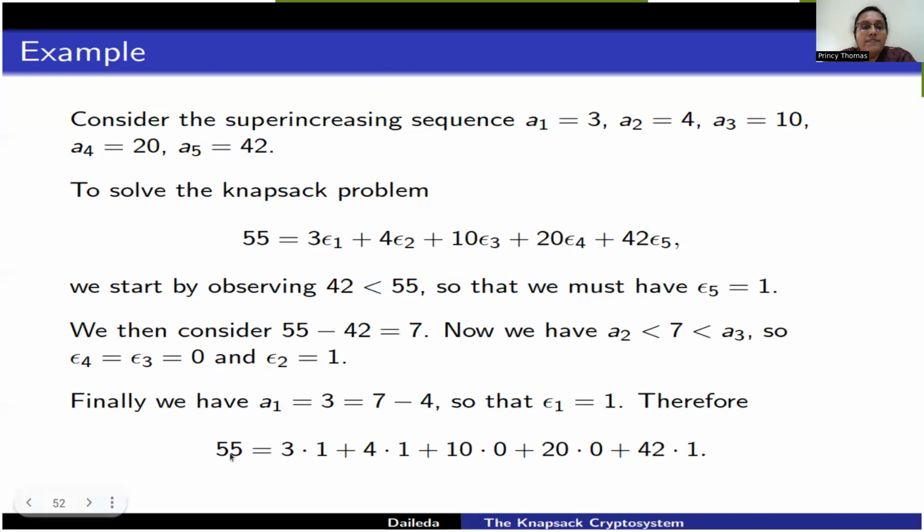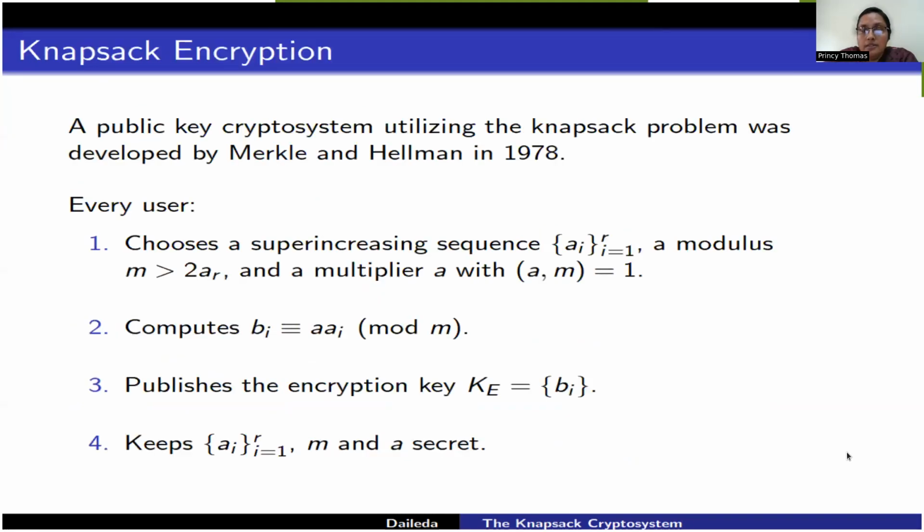Therefore, 55 is equal to 3 into 1 plus 4 into 1 plus 10 into 0 plus 20 into 0 plus 42 into 1. This is how we can solve the knapsack problem if it is a super increasing sequence. Okay. Now we are going to look at how the crypto system is done.